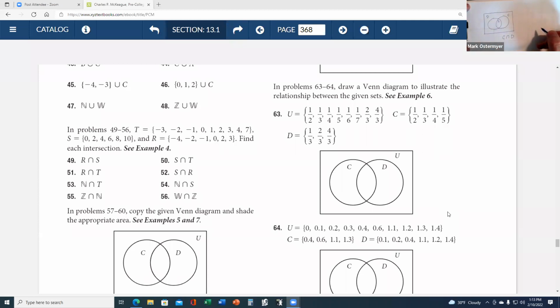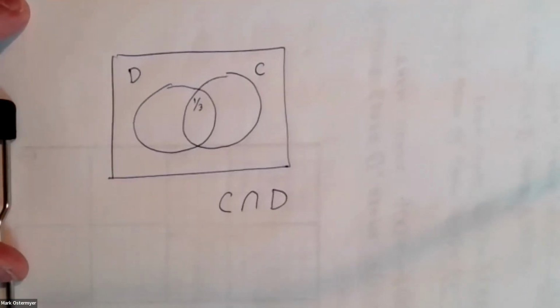2/3 is in set D, but it's not in set C. 2/3 would not be in the intersection of sets C and D. 4/3 is in set D, but it's not found in set C. So 4/3 would not be in the intersection of sets C and D. Neither would 1/4 or 1/5. So what's the only fraction found in the intersection of sets C and D? That would just be 1/3. Everybody see that there? 1/3.